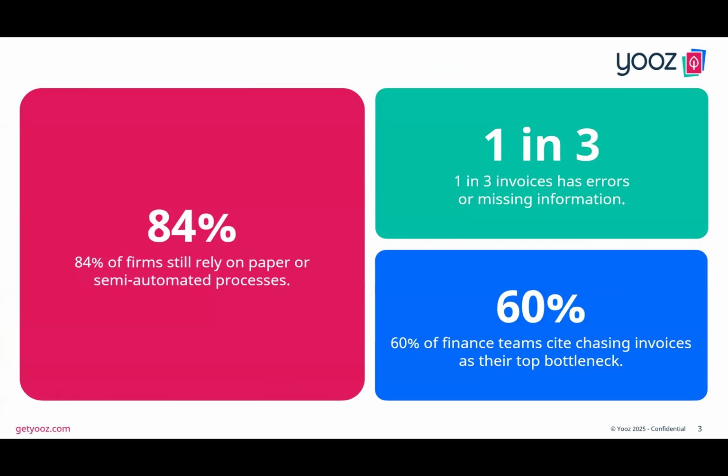And if you're a numbers person, to put things into perspective, 84% of firms still rely on paper or semi-automated AP processes. That's a huge number. 1 in 3 invoices have errors, and you're not just wasting time fixing them, you're actually wasting money. One firm that I actually worked with quite recently found that correcting AP errors cost them an average of $500 per mistake, once you factor that in with labor and vendor penalties. So 60% of finance teams cite that chasing invoices is the top bottleneck and draining the most of their time.